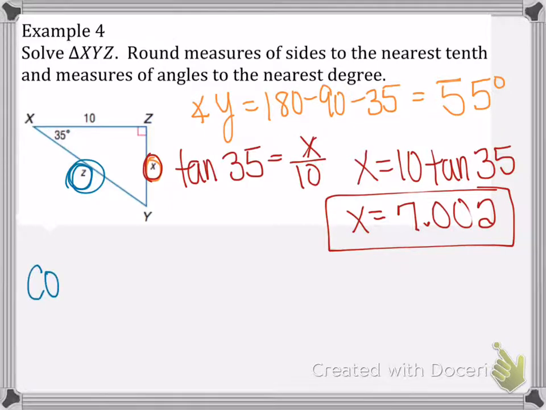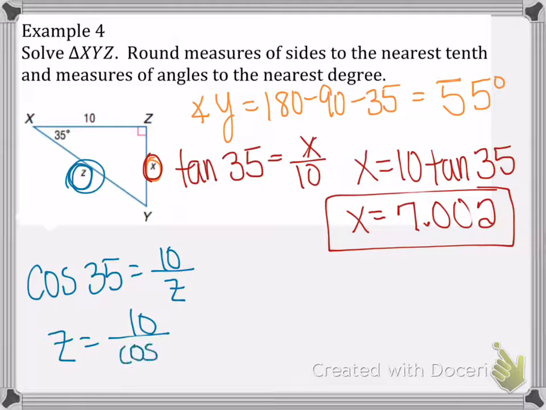And that's going to be the cosine of 35 equals 10 over z. So z equals 10 divided by the cosine of 35. So z equals 12.208.